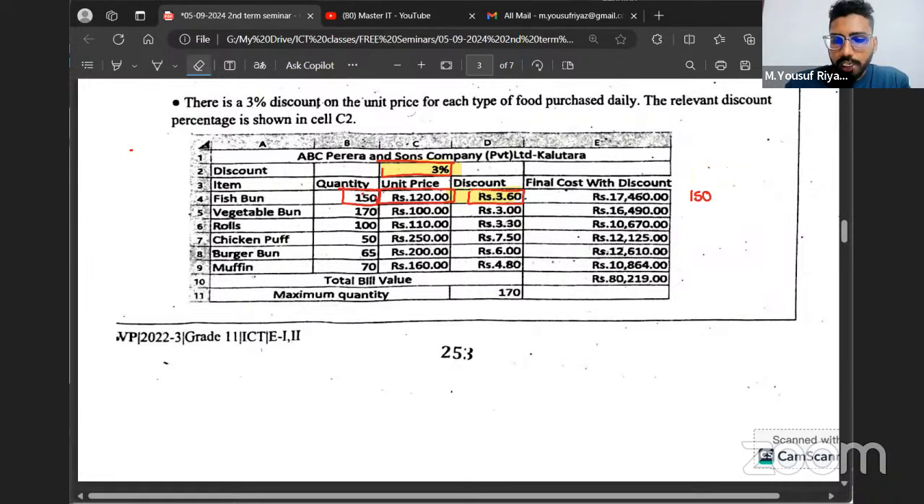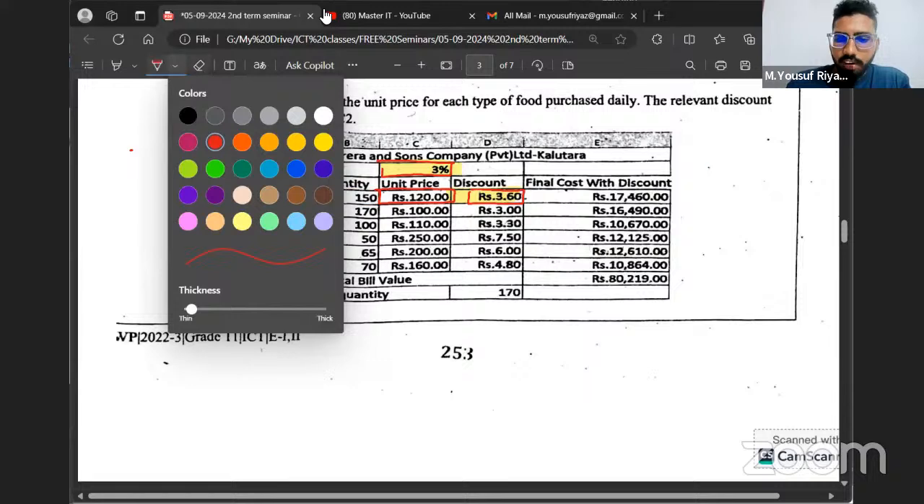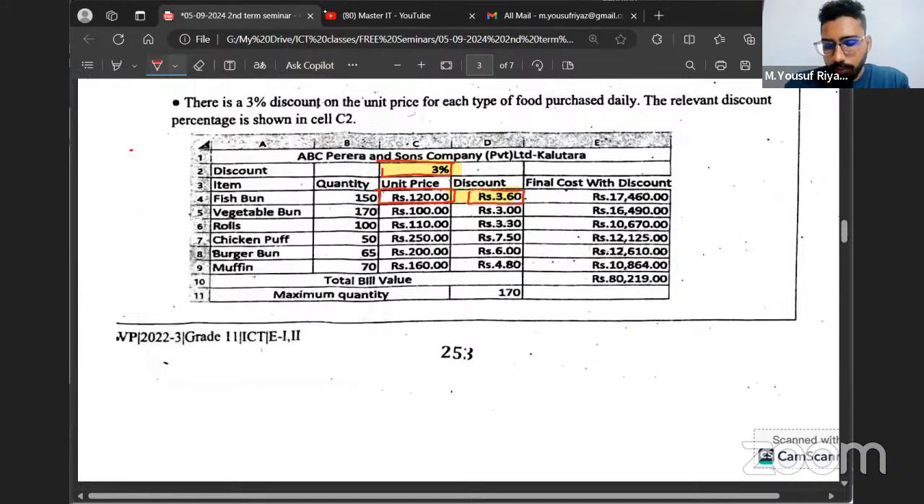Now to calculate the discount of a fish bun, we are going to use a bit of maths. We have to take the price of one fish bun and multiply it with the discount value. First of all, tell me in which cell we have the unit price of a fish bun. Tell me the cell address. The cell address is always formed using the column name and the row number. So what is the cell address containing the price of one fish bun?